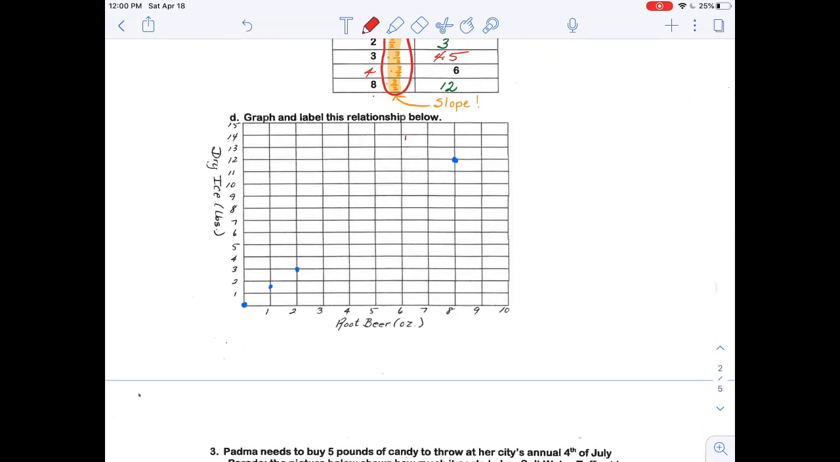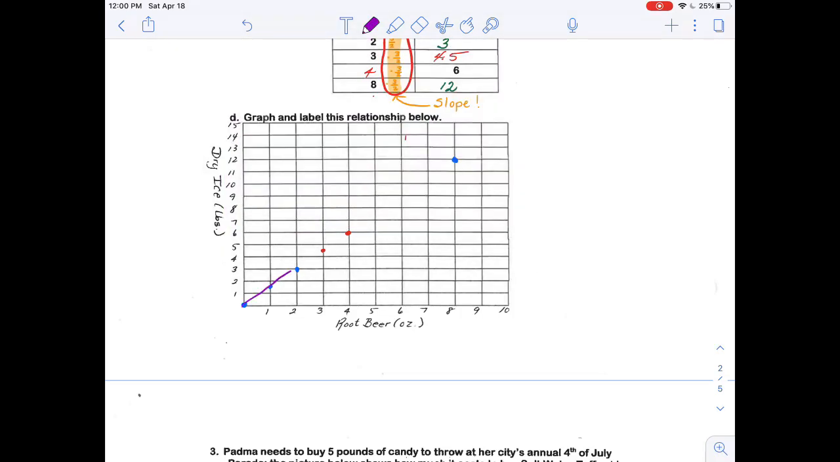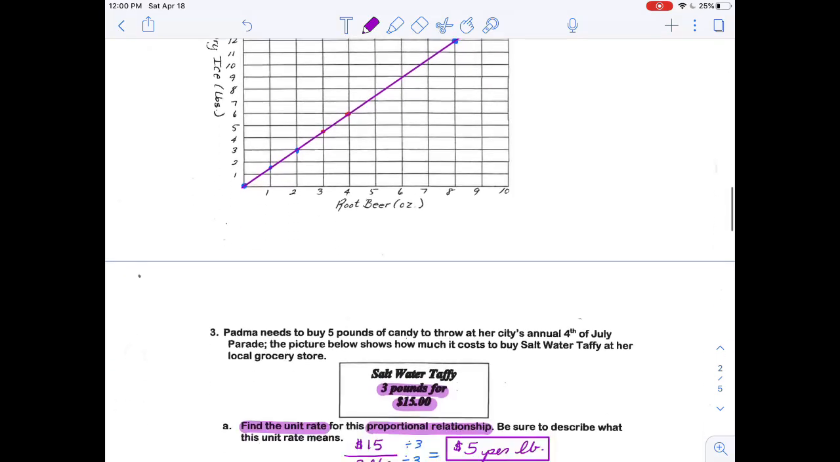So when we go ahead and graph this, 0, 0 point, 1 is 1.5, 2 was 3, 3, we got 4.5, 4, we got 6, and then they gave us 8, which is over at that 12. So now go ahead and connect those dots. And you can see with that, we had that 0, 0 and a nice straight proportional line. It's linear.